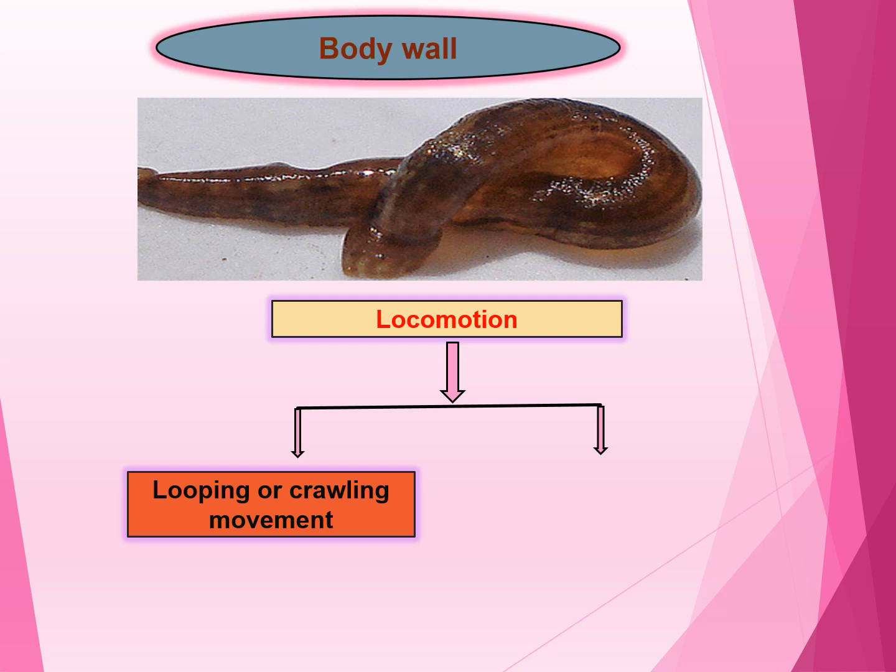Swimming movement. Leeches swim very actively and perform undulating movement in water. Leeches move in the water very fast and actively.